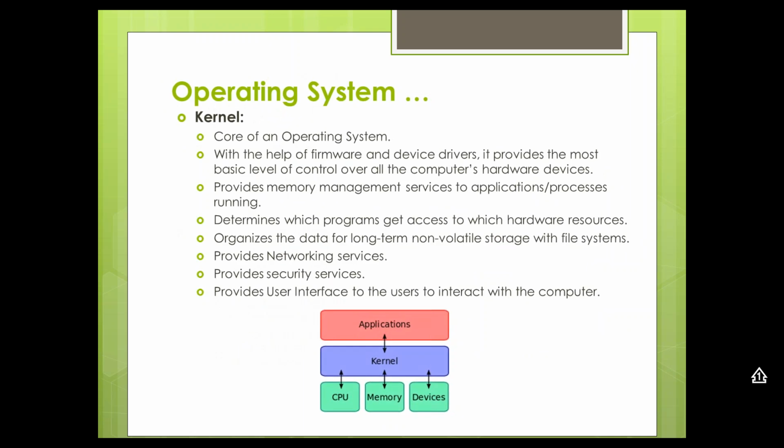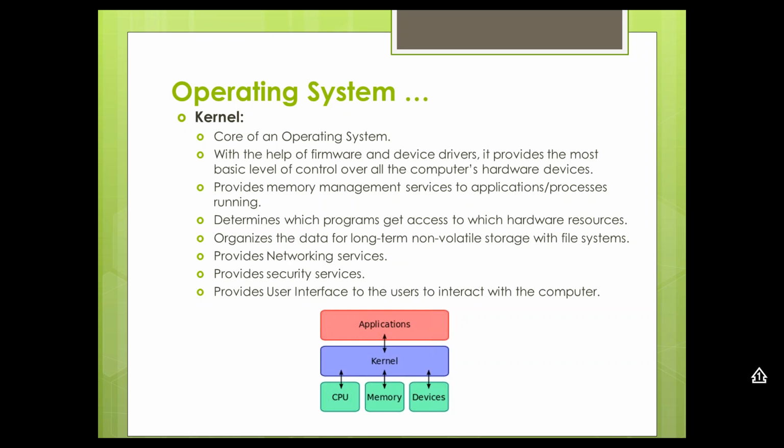That is the main core of an operating system. As you can see in the diagram, we have three layers. One is the hardware, that is different devices, memory, and the CPU. On top of that, we see the kernel. On top of the kernel, we see applications, right? So what is this kernel? The kernel is the core of an operating system.